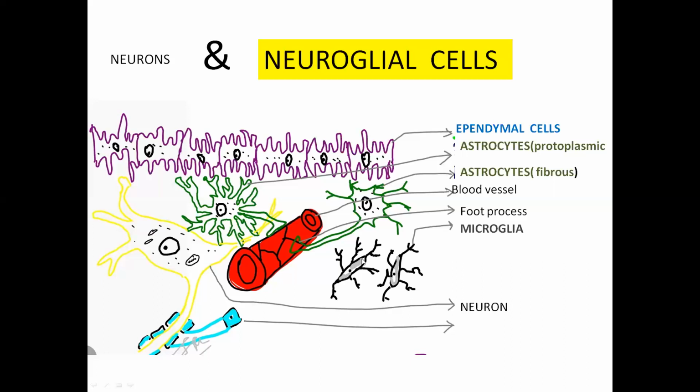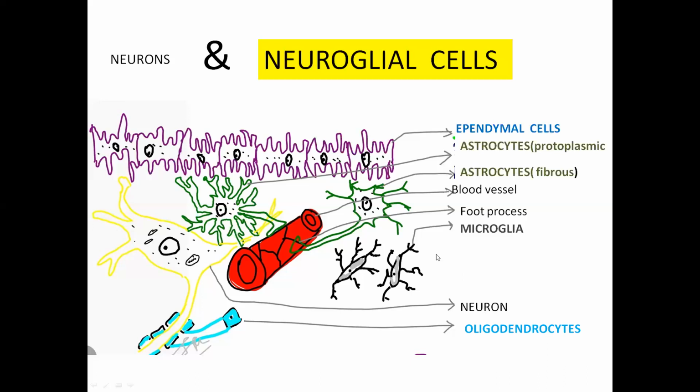The microglia are the smallest of the neuroglial cells. They are phagocytic in function. The oligodendrocytes are smaller than the astrocytes and they are involved in myelination of the axons of the central nervous system. Of the four neuroglial cells, microglia alone is derived from mesoderm, whereas the ependymal cells, astrocytes, and oligodendrocytes are derived from neural crest. This is an important MCQ.